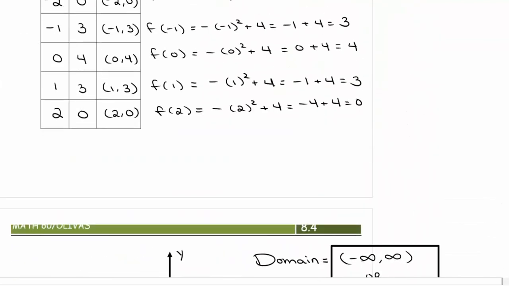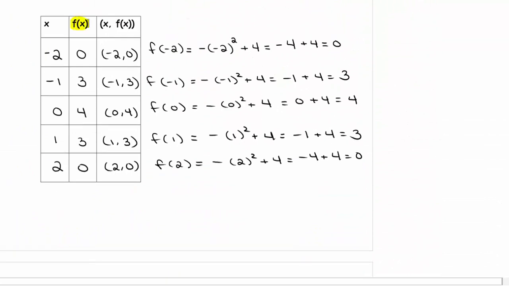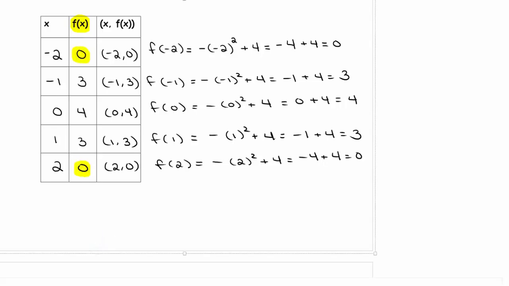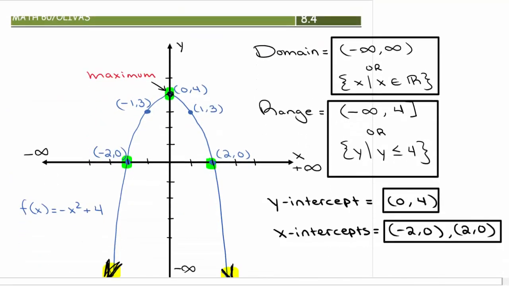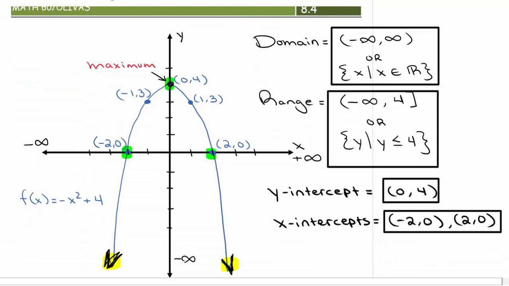So if we were to look at our table of values up here, the f of r, that's like the f of x. When was this equal to 0? Here and here. What values created those zeros? It was -2 and it was 2. It just so happened to be the x coordinates of our x-intercepts. So a quick way of identifying zeros is by looking at your graph, finding where the x-intercepts are, and then looking at the x coordinates of the x-intercepts.